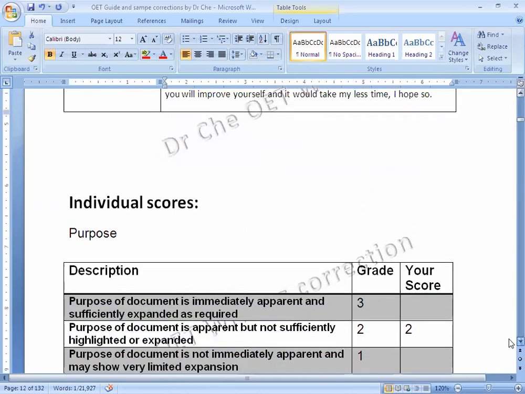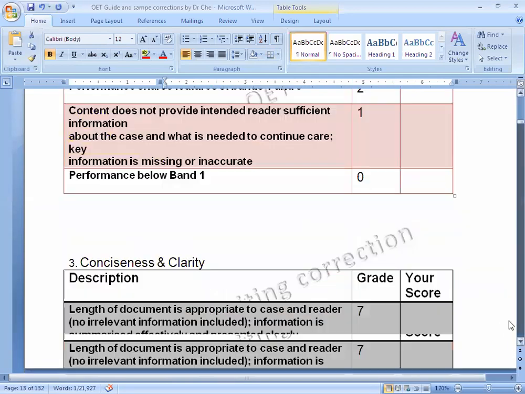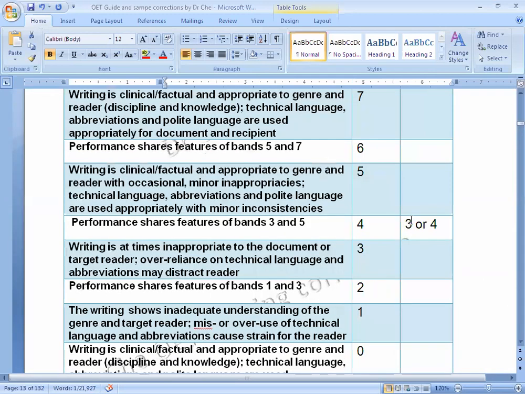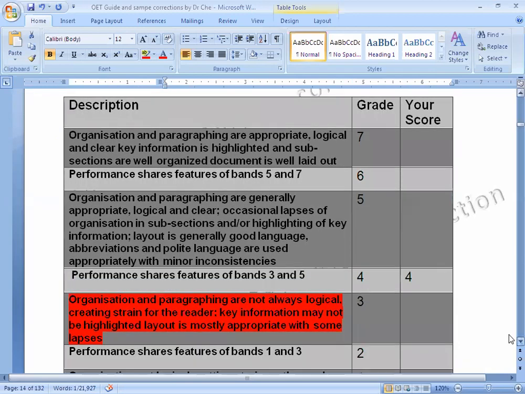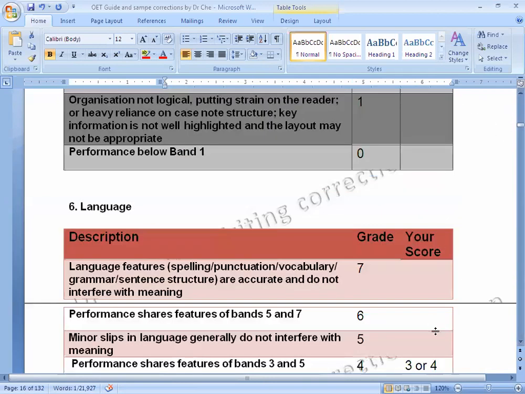So here you can take she got 2 in purpose, then 3 or 4 in content, 4 in genre and style, 3 or 4 in organization and layout, and in language she is getting 3 or 4. This student, after only getting 6 letters corrected by me, she got 350 in her real exam. This is true. This is not fake, nothing else. I have marked her letter online.